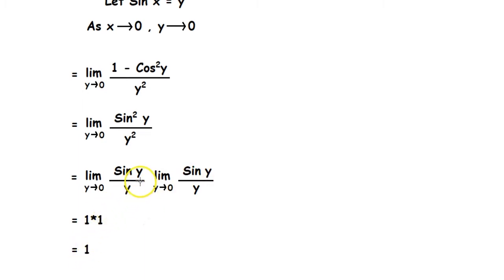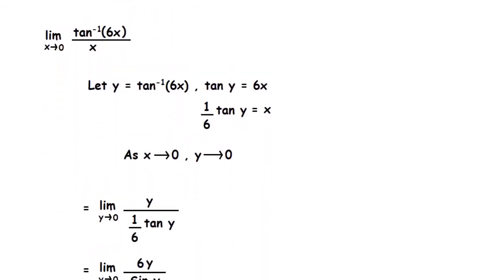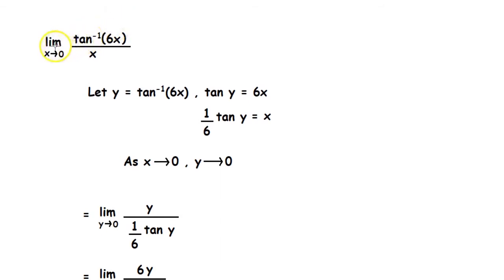So that is the small trick that we use when solving these kinds of questions. Now let's answer a question with an inverse trigonometric ratio. So here we are given to find the limit of tan inverse 6x divided by x as x tends to 0. So here tan inverse 6x is the value of an angle. So what we do is we substitute this. So we let y equals tan inverse 6x.